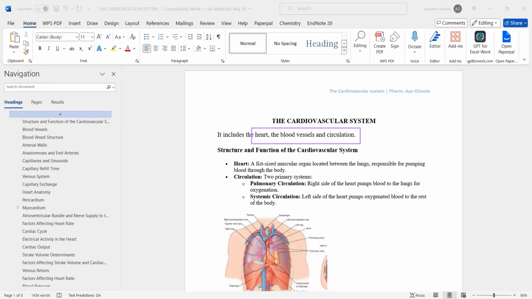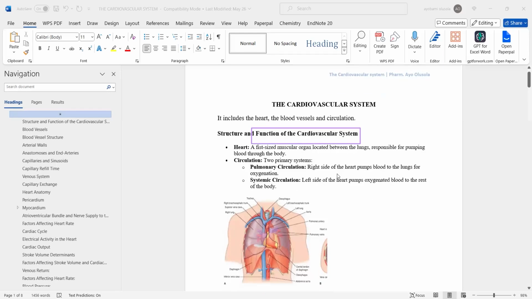So, the structure of the heart, the structure of the cardiovascular system. The heart is a fist-sized muscular organ. If you form a fist with your hand, that's about the size of the heart. And if you check this structure, you will see that the heart is located between the two lungs.